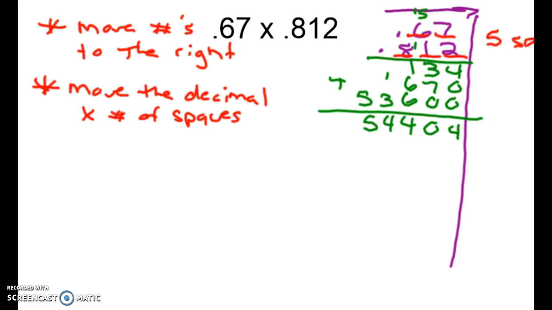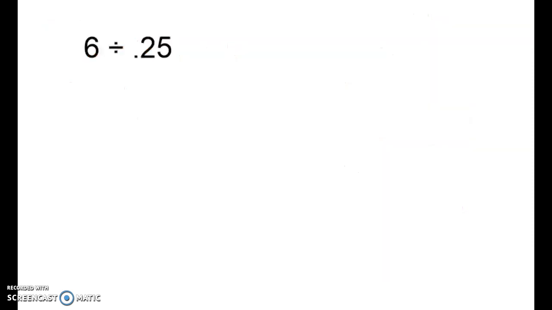So you go to your answer. Your decimal's at the end, and you move up to 5. So 1, 2, 3, 4, 5. So my answer is 0.54404. The amount of spaces you move is dependent on how many spaces you have behind each of your decimals. So now we're going to move on to dividing real fast.